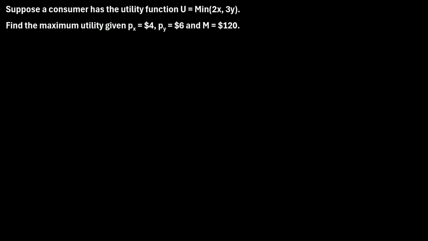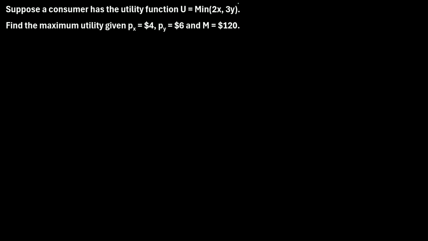In this video, I will explain how to maximize utility given two goods that are considered perfect complements. So let's check out an example. This says, suppose a consumer has the utility function u equals the minimum of 2x and 3y, where x is one good and y is another good. Find the maximum utility given the price of good x is $4, the price of good y is $6, and the consumer's income, M, is $120.